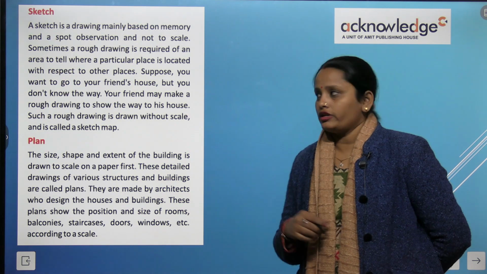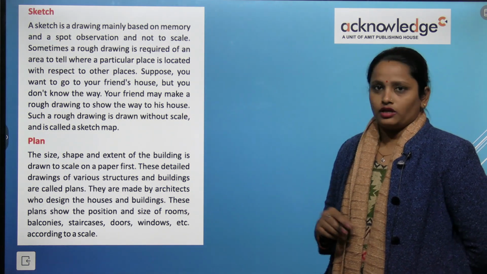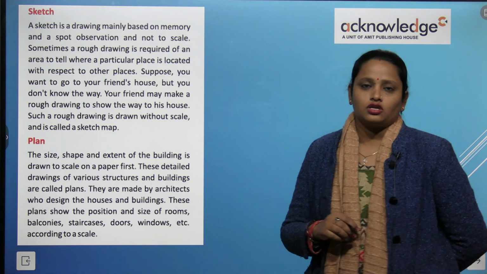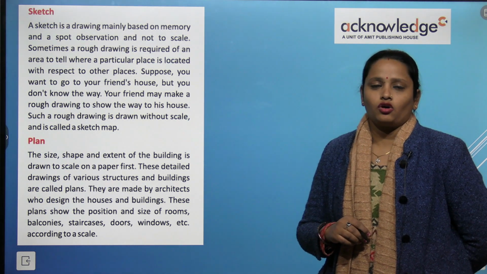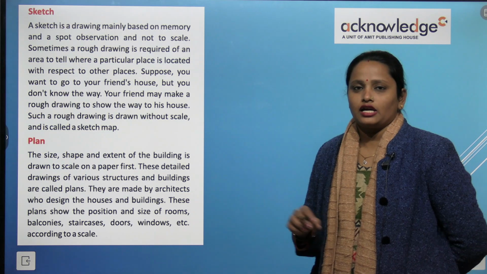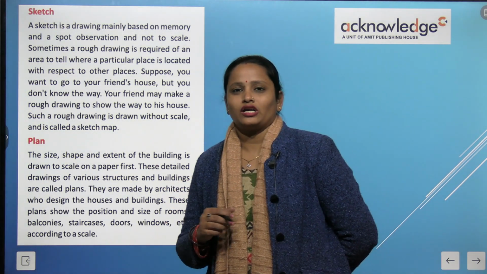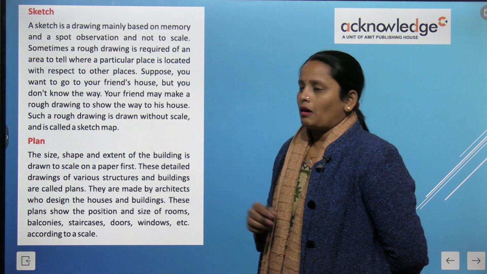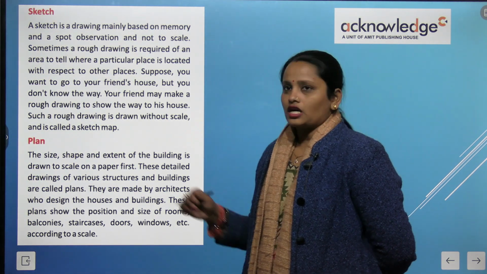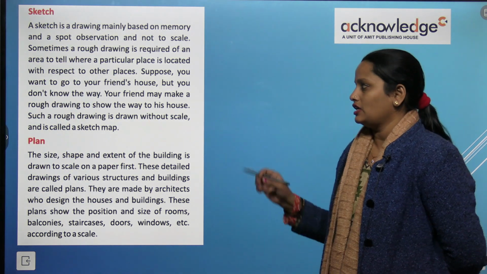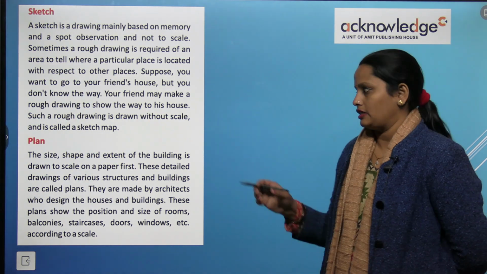Suppose you want to go to your friend's house, but you do not know the way. Your friend may make a rough drawing to show the way to his house. तो अगर आपको अपने friend के घर जाना है, आपको जगह नहीं पता, तो आपका friend क्या करेगा, एक रफ स्केच बनाएगा अपने एरिया की और आपको बताएगा कि आप इस रास्ते से आओगे, यहाँ पहुंचोगे, फिर इधर जाओगे, तब आपको मेरा घर मिल जाएगा. Such a rough drawing is drawn without scale. और ऐसी drawing without scale बनाई जाती है और इसी को ही हम sketch map कहते हैं.